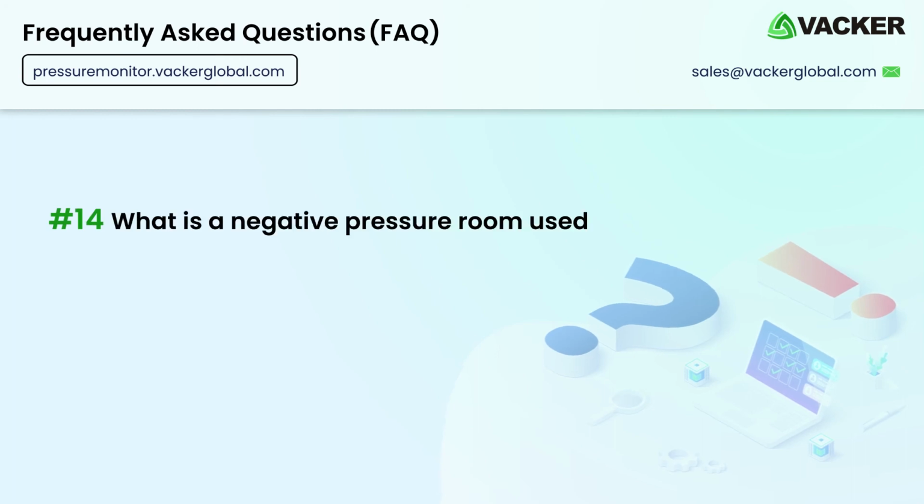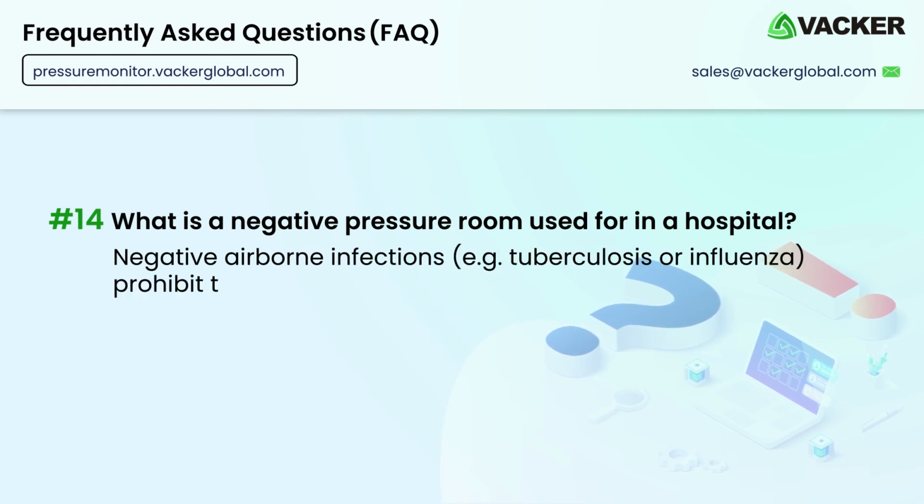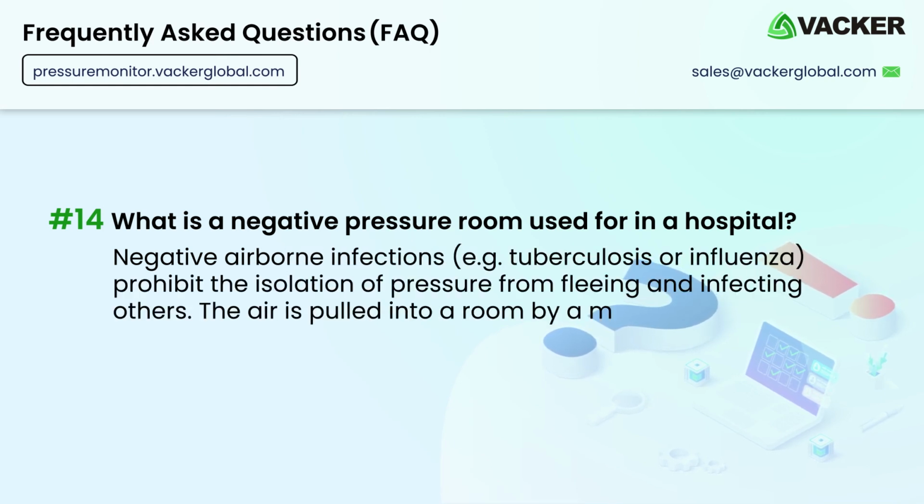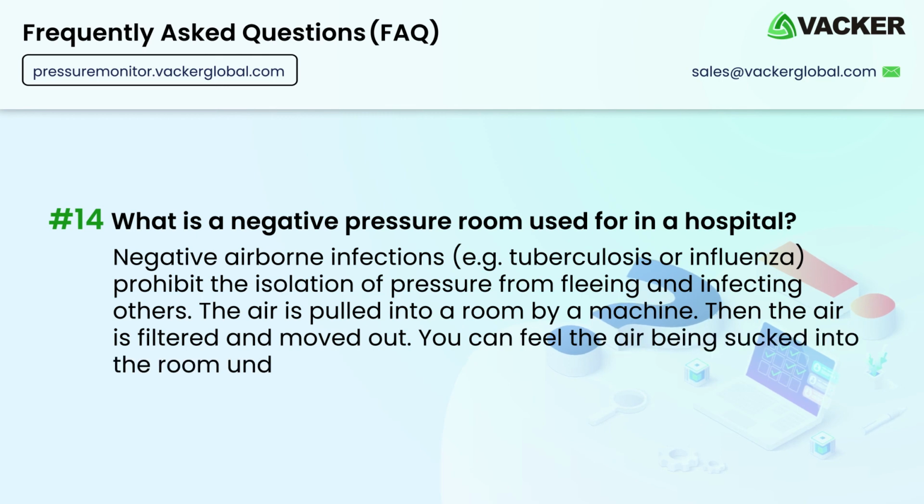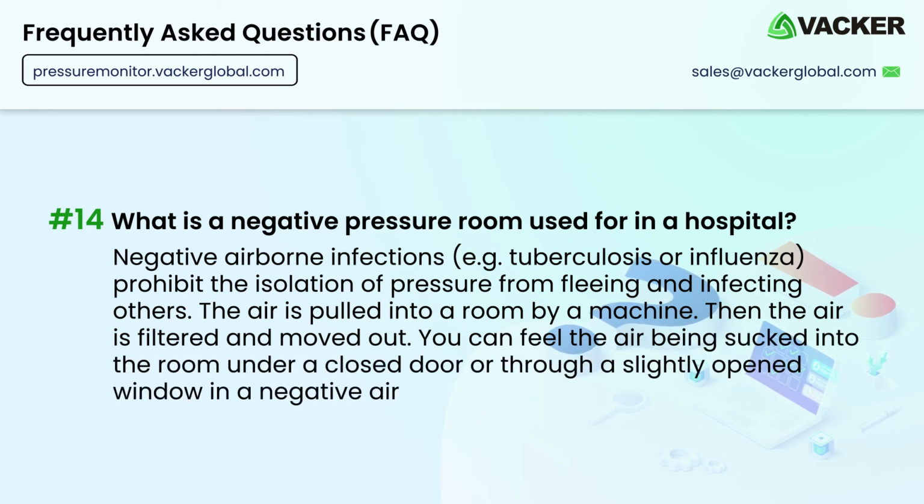What is a negative pressure room used for in a hospital? Negative pressure rooms isolate airborne infections, for example tuberculosis or influenza, preventing them from escaping and infecting others. The air is pulled into a room by a machine. Then the air is filtered and moved out. You can feel the air being sucked into the room under a closed door or through a slightly opened window in a negative air pressure room.